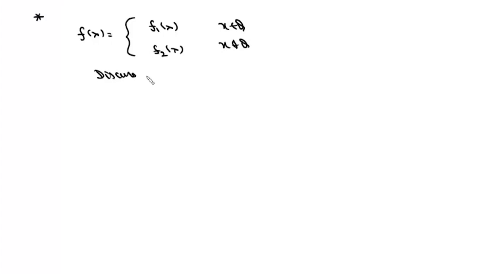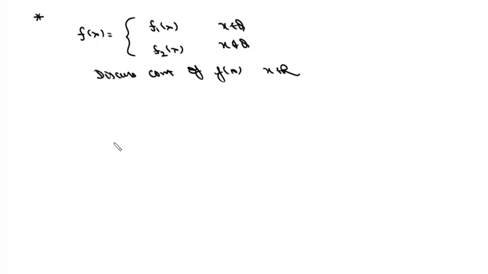Now there will be some problems in which you'll be given a function which will have piecewise definition defined separately for rational and irrational values of x. Say for example, we are given this function f(x), which is f1(x) when x is rational, and this is f2(x) when x is irrational. Now we have to discuss continuity of this function f(x) in x belongs to R.